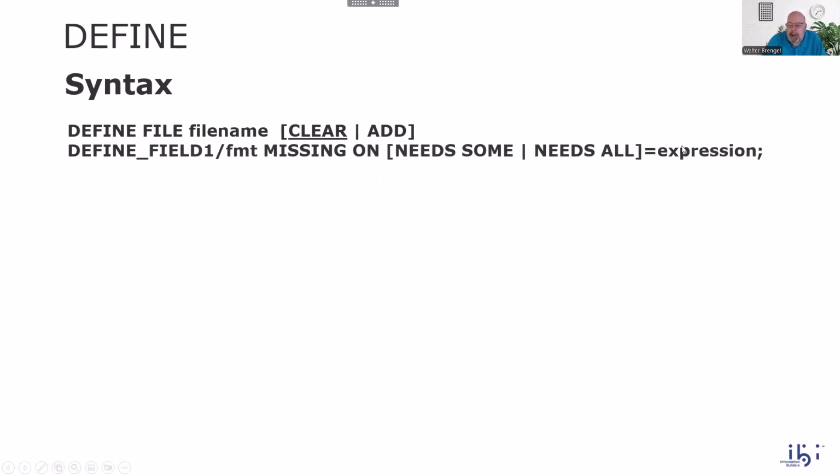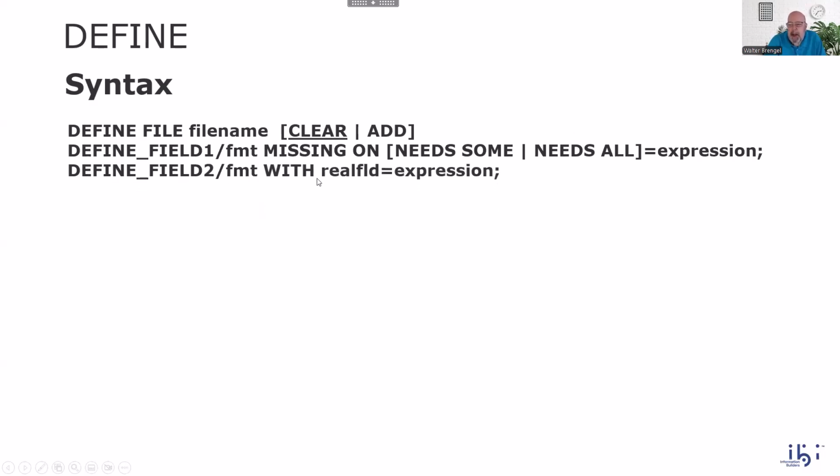Define field1/format, and if some of the fields that you're using in your expression are missable, then you have to determine how you want your define field to behave. Do you want MISSING turned on so it will also be missable? And then the NEEDS SOME, NEEDS ALL, I'm not going to get into that, but that basically says, do all of the fields that you're using in your expression need to have a value, or only some of them have to have a value?